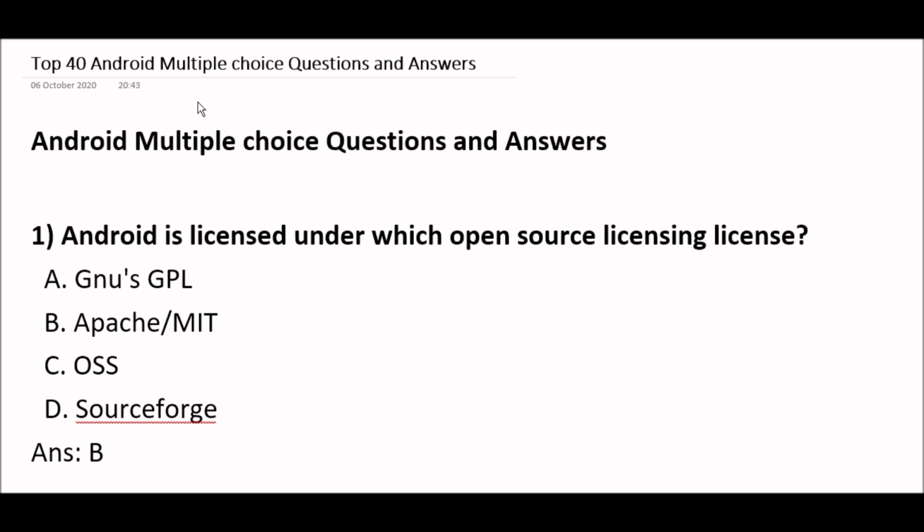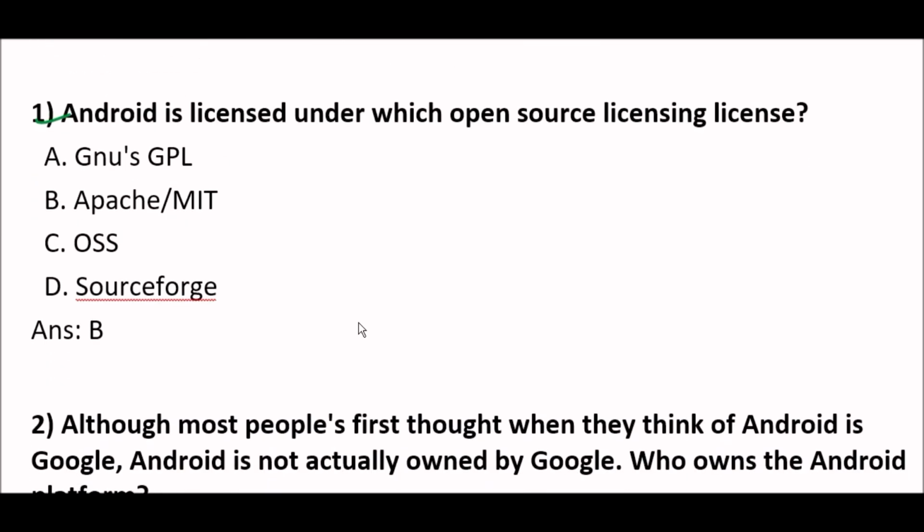Your first question is, Android is licensed under which open source licensing license? Option A, GNU's GPL. Option B, Apache MIT. Option C, OSS. Option D, SourceForge. Right answer is option B, Apache MIT. Android is licensed under Apache and MIT open source licensing license.